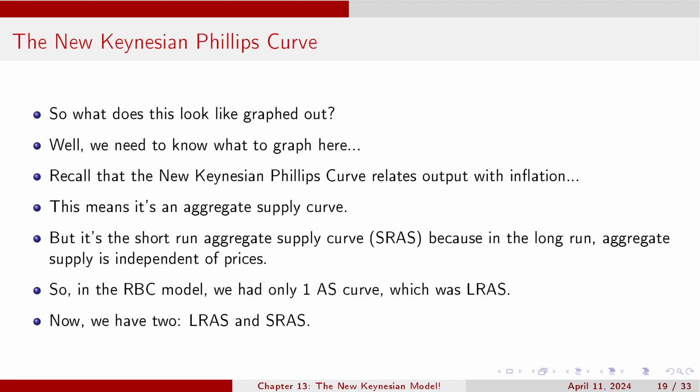So what does this look like graphed out? Because you're seeing the numbers, but maybe the numbers don't mean all that much. The New Keynesian Phillips curve relates output with inflation. So it's an aggregate supply curve, like I'd said earlier. It's a short-run aggregate supply because in the long run, aggregate supply is independent of prices. Remember, we only had one aggregate supply curve in the real business cycle model, which was the long-run aggregate supply. Now we've got two, long-run and short-run aggregate supply.